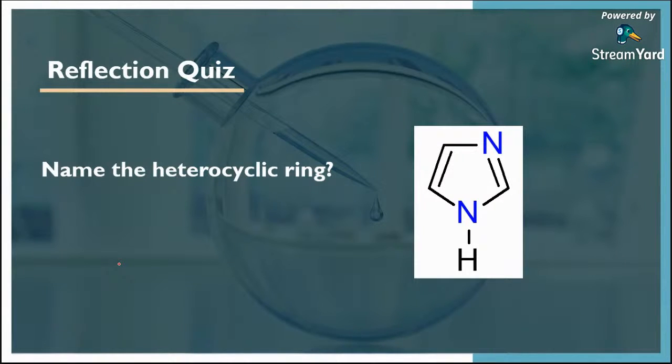Now I will show you the correct answer. The correct answer is on your screen now. 1H imidazole, not only imidazole. It's 1H imidazole. So don't forget to add the 1H because at the 1 number position there is an extra hydrogen. As we have seen in the heterocyclic nomenclature rules, we have seen what to do with the extra hydrogen. Okay.